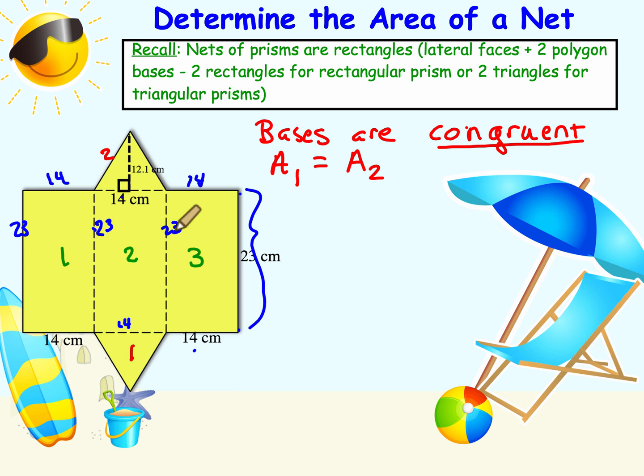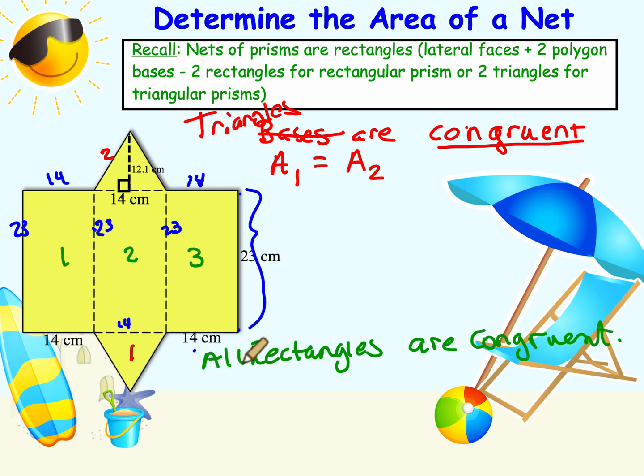So that tells me, let's go ahead and do some labels over here. So I know that my triangles are congruent. And now I know that my rectangles are congruent. Okay, so if I get the area of one rectangle, I'm going to be able to figure out the area of all three. Okay, so let's go ahead and now we need some formulas.